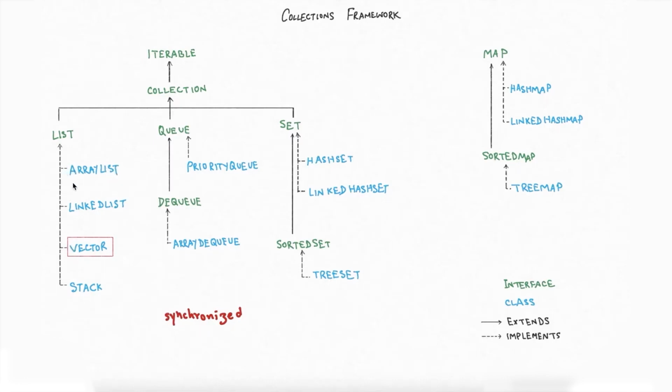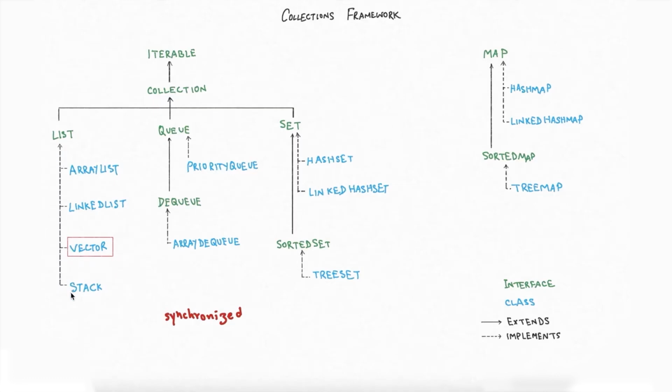The second difference is that array lists are a bit faster to use. And that's about it. That's the difference between vectors and array lists. Apart from that, the internal structure is more or less the same. Both of them implement the list interface, and both of them use dynamically resizable arrays as their internal data structure. So that takes care of vectors.